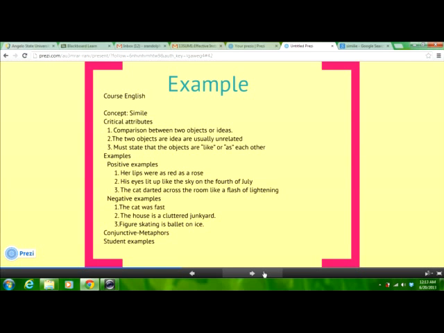Some of the negative examples are just basic sentences. The cat was fast. The house is a cluttered junkyard. That's more of a metaphor than a simile because it doesn't have like or as. And figure skating is ballet on ice. Once again, that's more of a metaphor. Notice how whenever I talk about the conjunctive ideas, you can bring in metaphor, which is why I chose those as my negative examples, because I feel like it would be a really good way to lead into that and say, well, when you're comparing two unlike ideas but not using like or as, you're making a metaphor, not a simile.